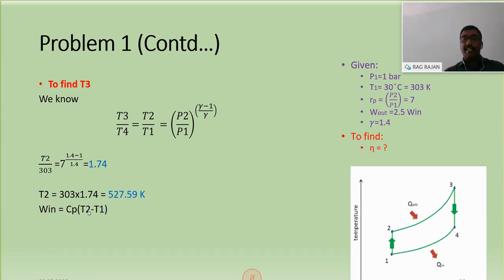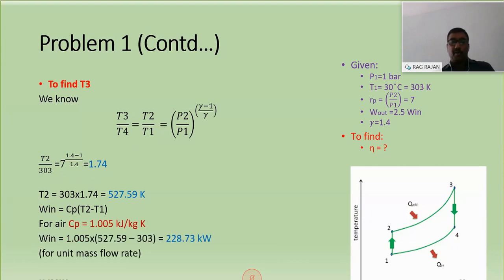Now, W in, the compressor work input, is equal to Cp into (T2 minus T1). Already we are having T2 and T1. T2 we found, T1 is given. So now the value of Cp is equal to 1.005 kilojoule per kilogram Kelvin. This you have to remember because the specific heat of air, Cp, is 1.005, Cv is equal to 0.718, and gamma is equal to 1.4. You have to understand this even if it is not given in the question. So W in is equal to 1.005 into (T2 minus T1), and substituting the values you will get 228.73 kilowatt.